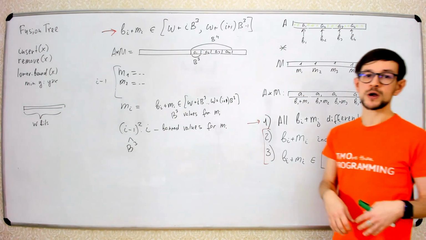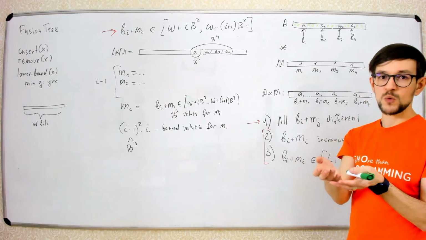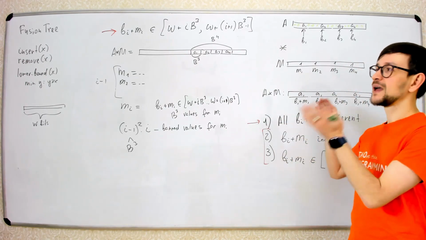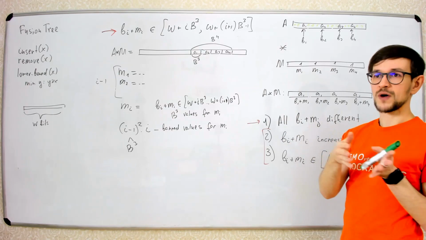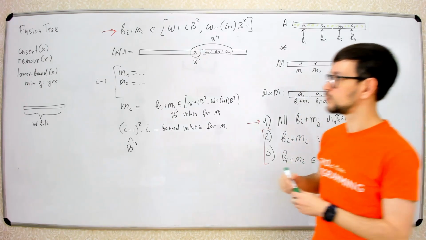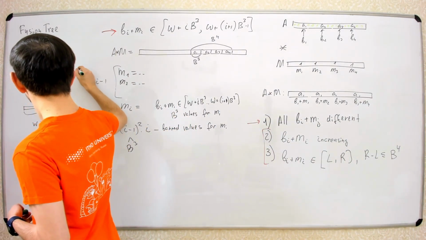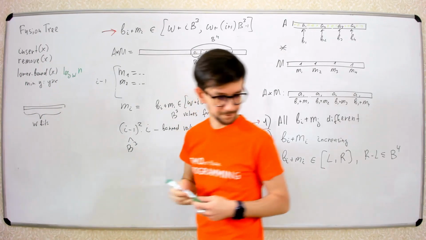So now we can calculate sketches. In each node we can pre-calculate all this stuff and be able to find the lower bound inside the node in constant time. So the time complexity for the lower bound will be log base w of n.